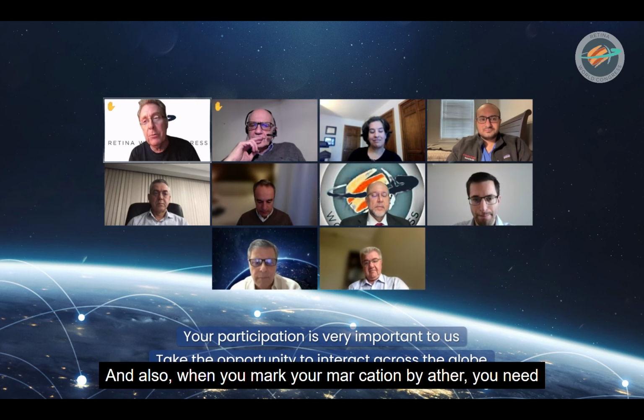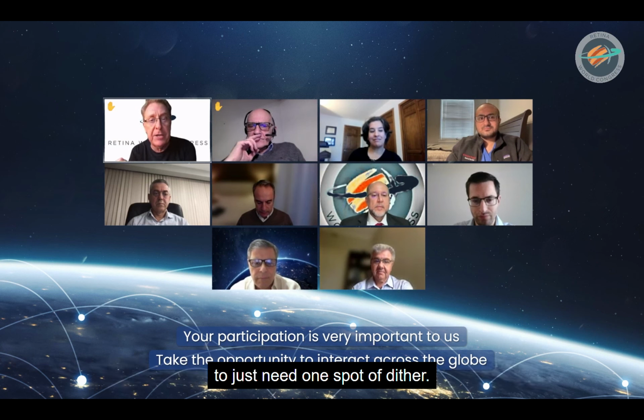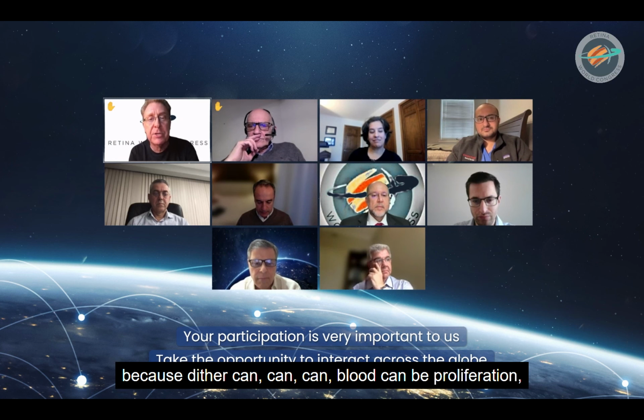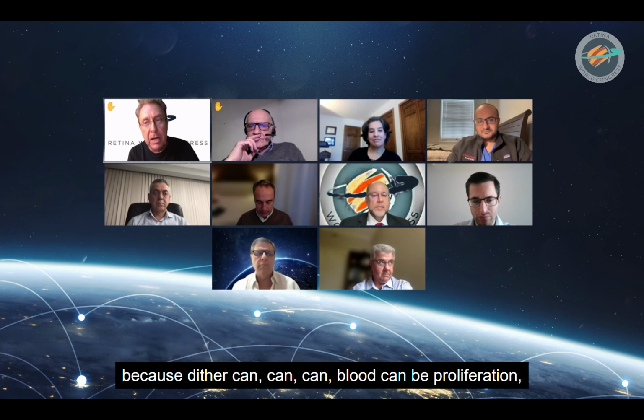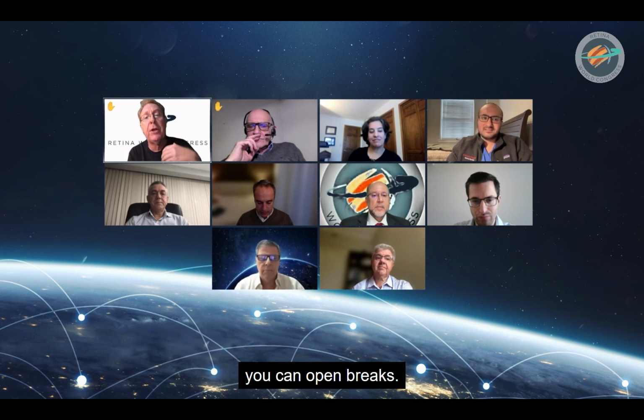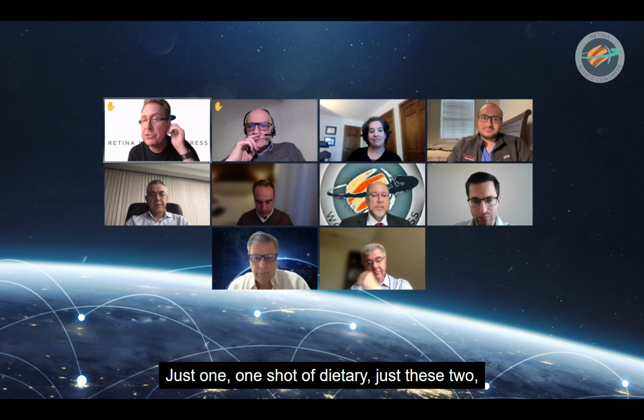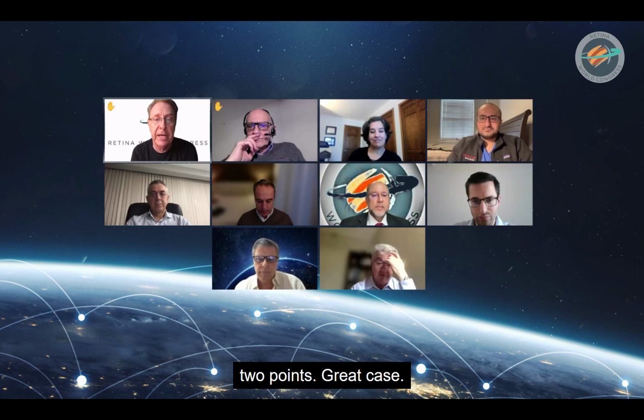And also, when you mark your demarcation by diathermy, you just need one spot of diathermy. Don't make too much diathermy, because diathermy can cause bleeding and can lead to reproliferation. You can open iatrogenic breaks. Just one shot of diathermy. Just these two points. Great case.